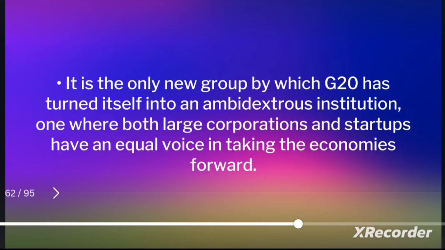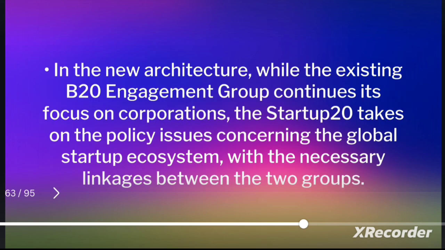It is the only new group by which G20 has turned itself into an ambidextrous institution, one where both the large corporations and startups have an equal voice in taking the economy forward. In the new architecture, while the existing B20 Engagement Group continues its focus on cooperation, the Startup 20 takes on the policy issues concerning the global startup ecosystem, with a necessary linkage between the two groups.